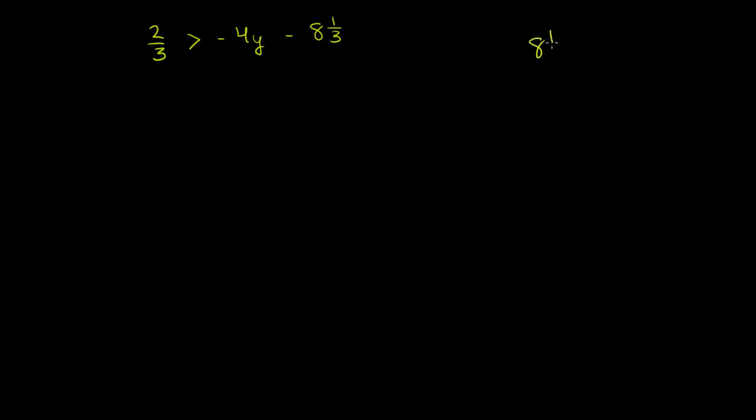So 8 1/3 is equal to, the denominator is going to be 3. 3 times 8 is 24, plus 1 is 25. So this thing over here is the same thing as 25 over 3. Let me just rewrite the whole thing. So it's 2/3 is greater than negative 4y minus 25 over 3.